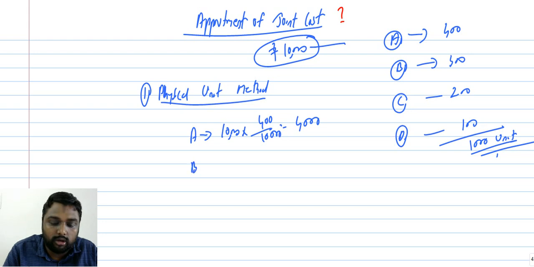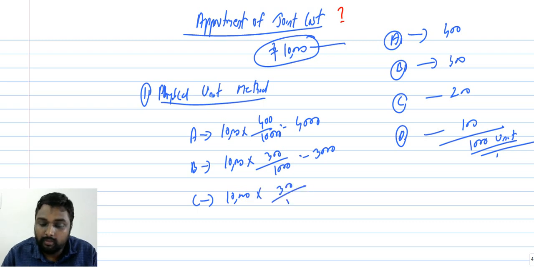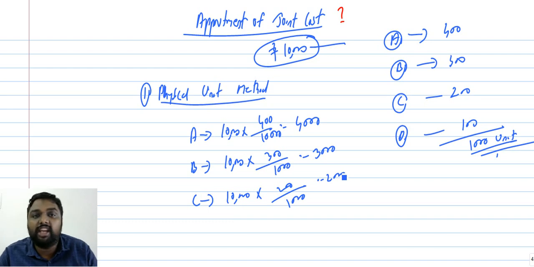So tell me how it will come for B. For B, it will come 10,000 into 300 by 1000, which will come 3000. See how it will come: 10,000 into... not 300, it is 200. So what will come? 2000. This is what is called the physical unit method.